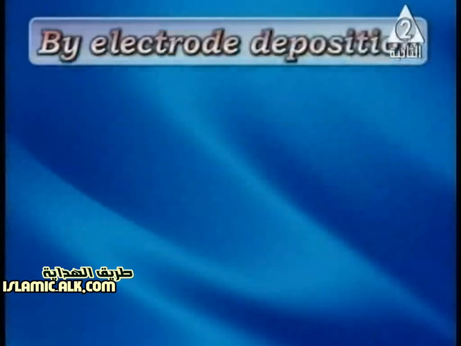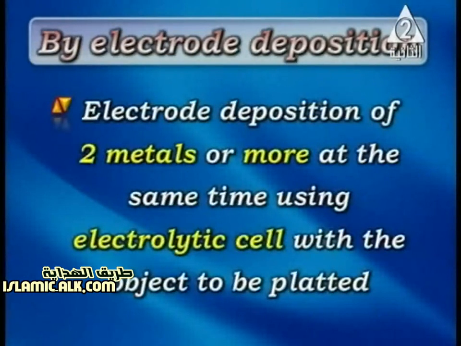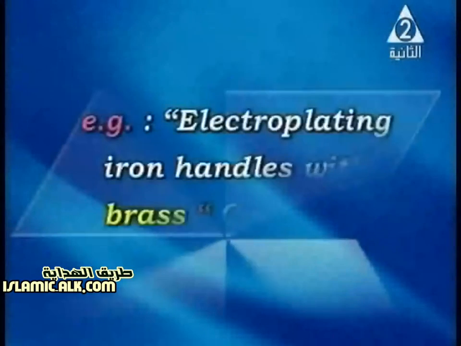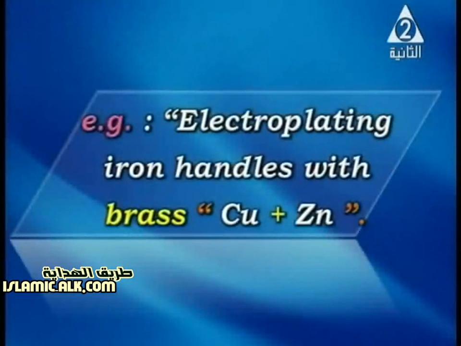The second way, by electrode deposition. Here, the electrode deposition of two metals or more at the same time using electrolytic cell, with the object to be plated acting as cathode, and the electrolyte is the salt solution of the metals, such as in brass, where we place zinc and copper salt solution together to make the brass. So the example for making alloy by this way is the electroplating of iron handles with brass, which is made of zinc and copper.